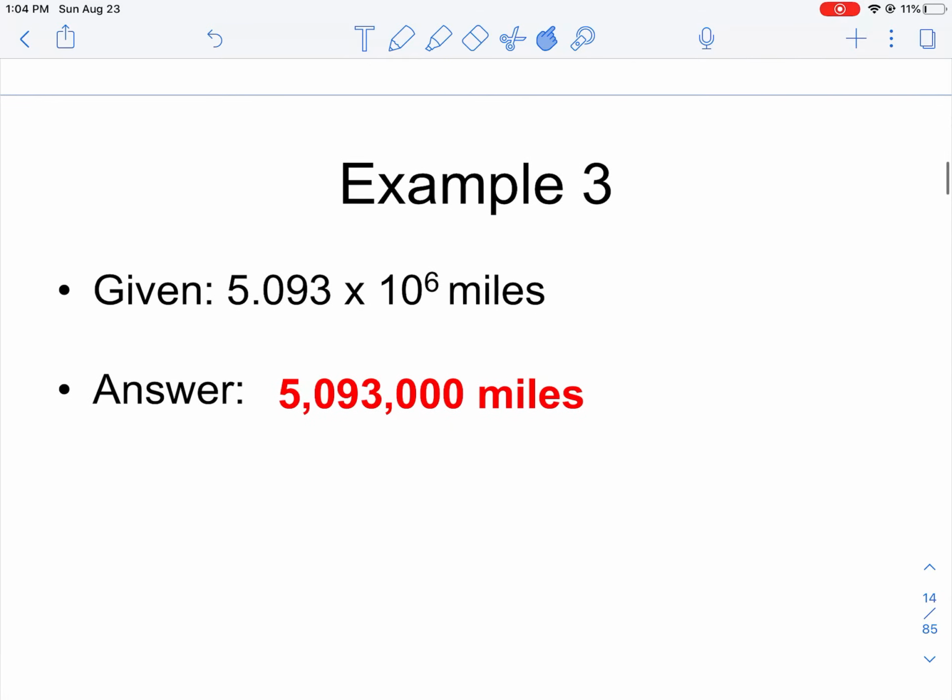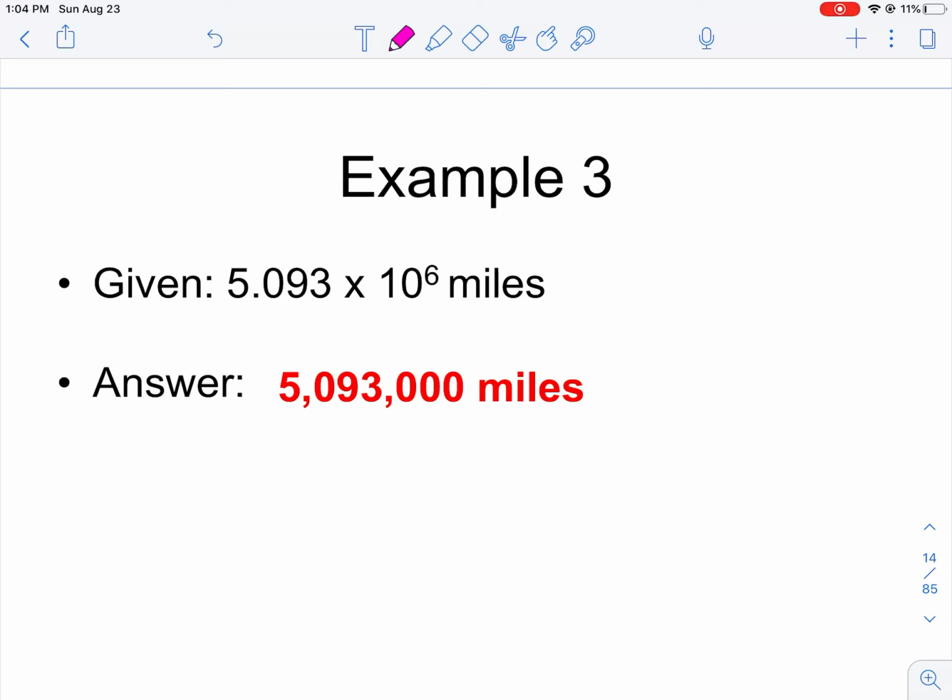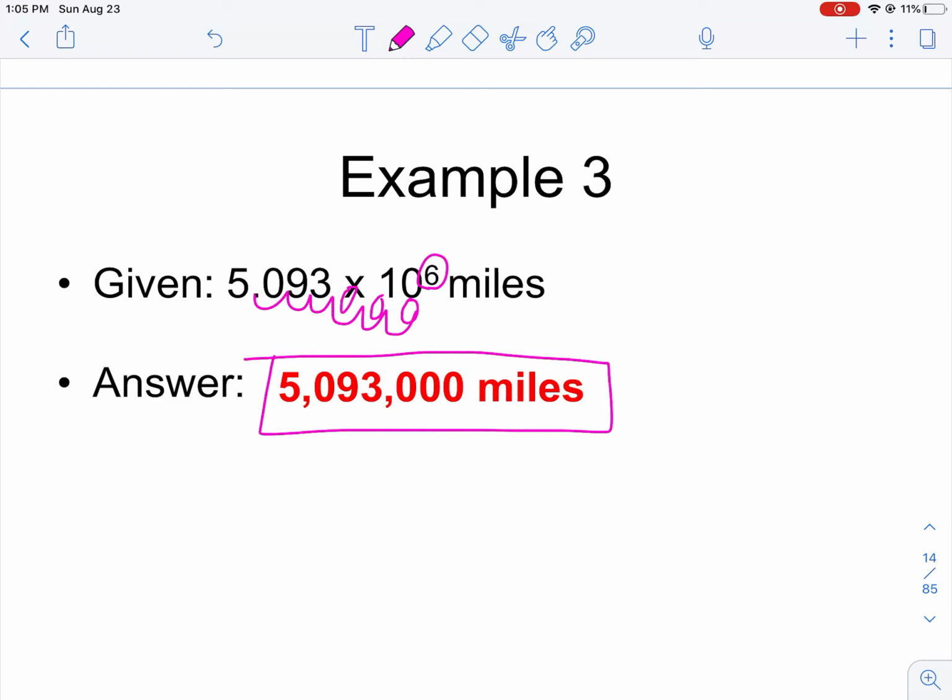All right, so example number 1. Okay, so we've got 5.093 times 10 to the 6th. So simply it's 6 places. So 1, 2, 3, 4, 5, 6. Okay, so fill them in with zeros. Okay, and simply write out your answer. So 5,093,000 miles is your answer.